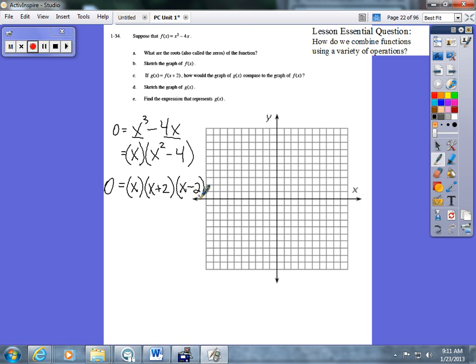All right. Then I'll let each of these equal 0. So 0 equals x. 0 equals x plus 2, so x equals negative 2. 0 equals x minus 2, so x equals positive 2. Those are my roots. Roots are x-intercepts. So 0, 0, negative 2, 0, and 2, 0.